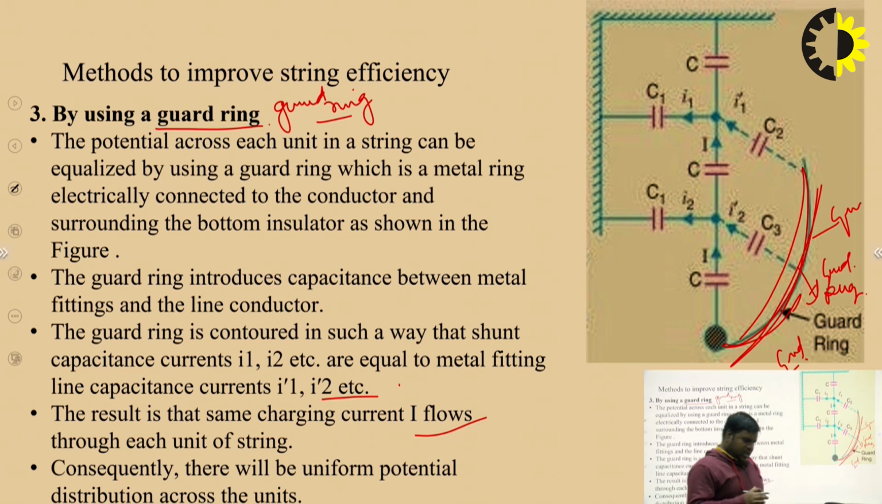So in today's lecture, we have seen the different types of insulators used for the transmission and the distribution side, what the potential distribution over overhead line insulators in the string is, the string efficiency, and what the different types of methods are to improve the string efficiency in overhead transmission line systems.